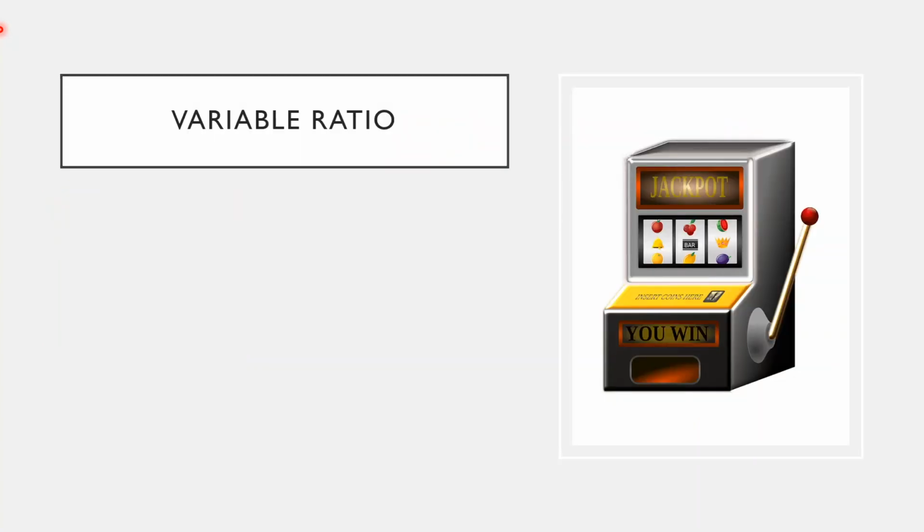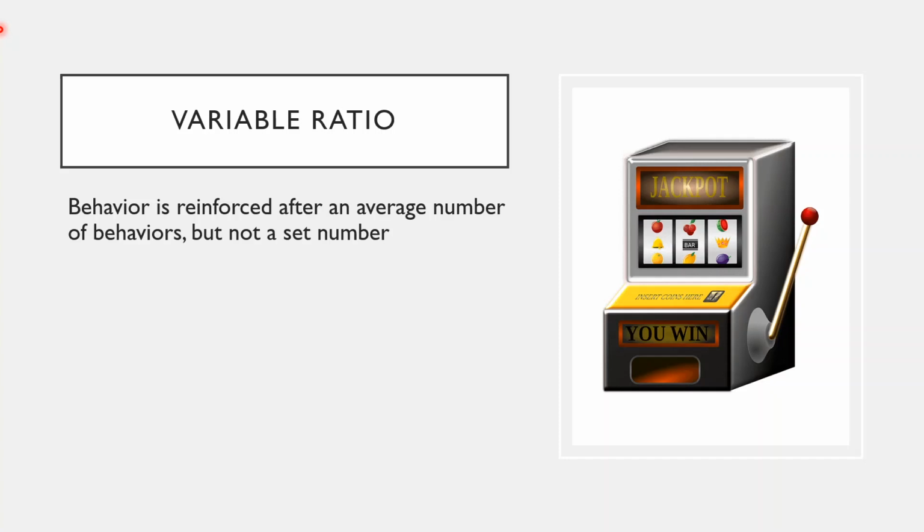Next, we want to look at variable ratio. Variable ratio means that the behavior is reinforced after an average number of behaviors, but not a set number. Meaning that the person or animal performing the behavior doesn't know how many behaviors they have to do before they are reinforced. The best example of variable ratio is playing a slot machine. Pulling the lever is the behavior that's being reinforced. You know you have to pull that lever a certain number of times before you're going to win money, but you don't know how many times you have to pull the lever.